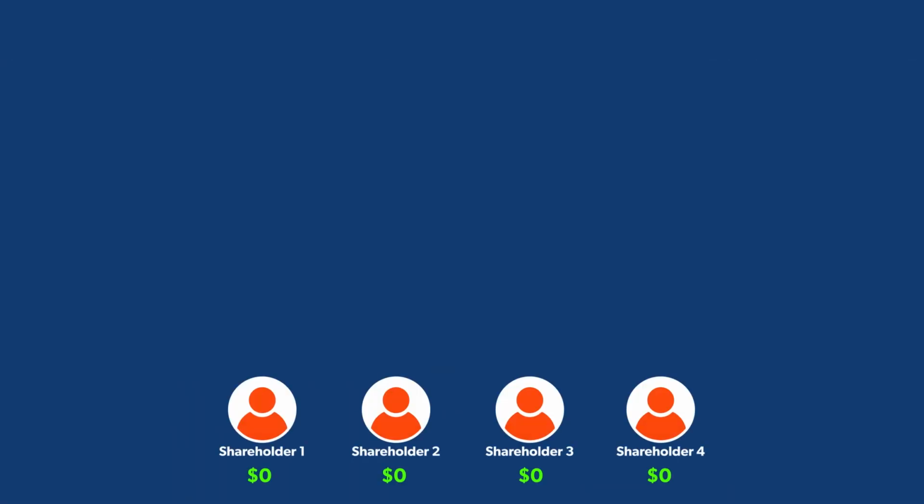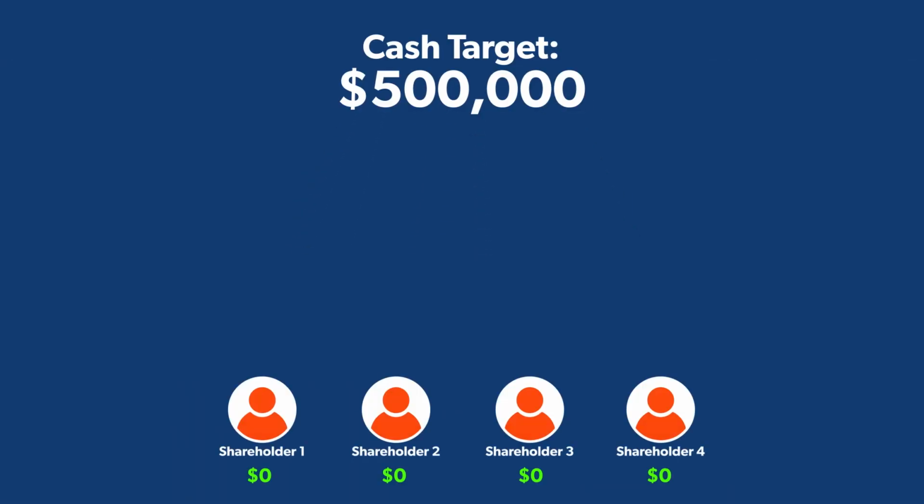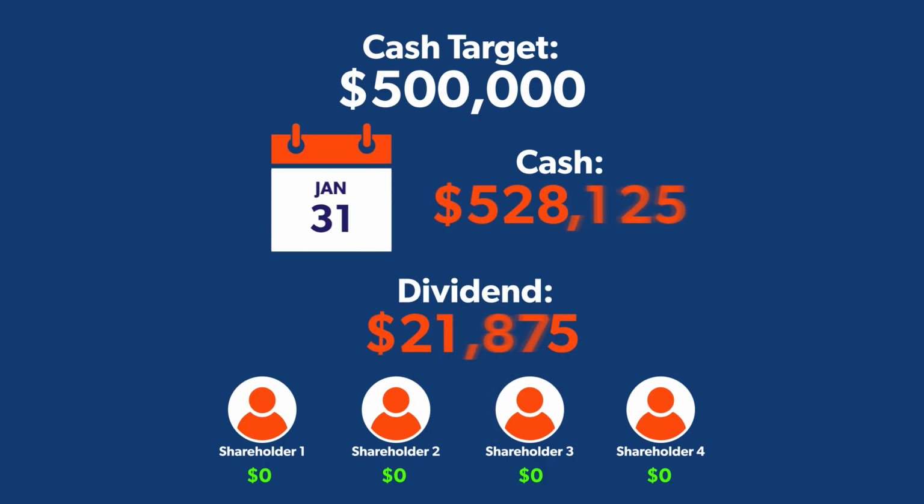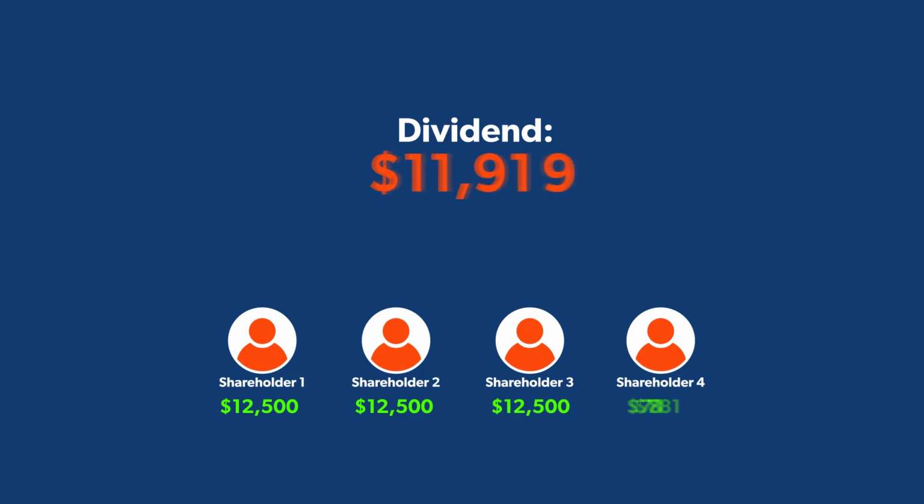So for example, that number for you may be $500,000. If you get to the end of the quarter or the end of the month, and there's $550,000 in there, you pay out the $50,000 as a dividend to the shareholders.